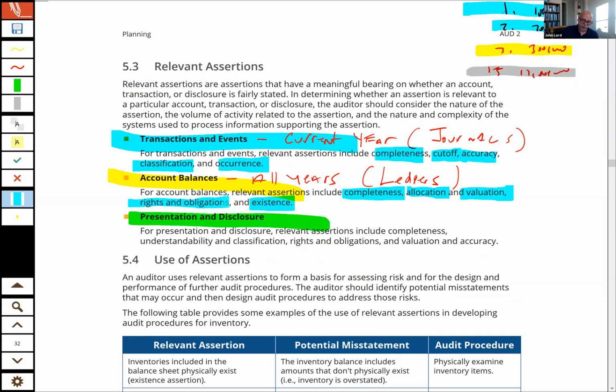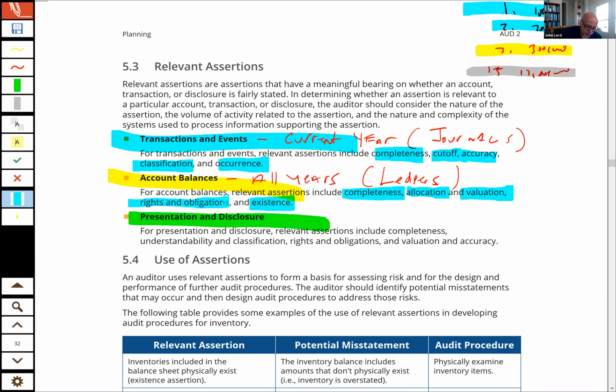Okay. Different categories, different assertions fall into different categories. Notice, cutoff does not fall into account balances. Cutoff is related to what? The correct year. Was it recorded in the correct year? And that's relevant to what? Transactions and events, because they relate to the current year.